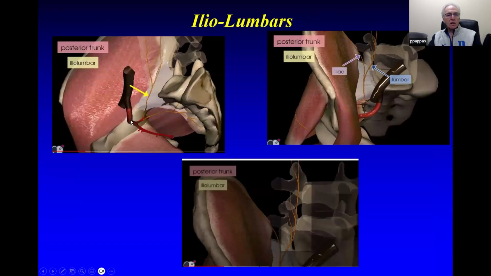So let's go with your iliolumbars. The iliolumbars travel up the pelvis, and they're on the surface here of the piriformis muscle. As you can see here, it travels up the iliac pelvic fossa, and then it also goes up the spine to give you an iliolumbar branch. So here's your iliolumbar branch. Here's the iliac branch from the posterior trunk of the internal iliac vein.